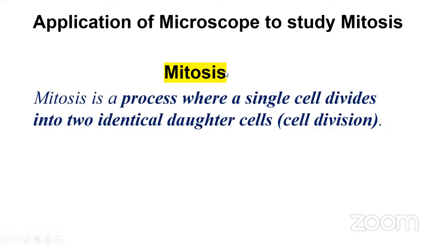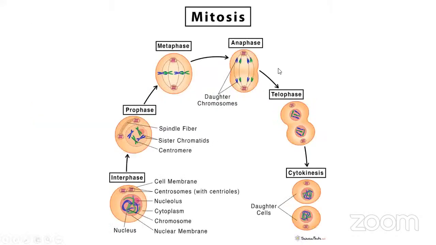Mitosis we have studied in our theory classes, and we have seen that mitosis is a process where a single cell divides into two identical daughter cells. This is a very simple process, and it happens in all prokaryotes as well as eukaryotes. By this process, a single cell gives rise to two identical daughter cells. So let's see in brief what is there in mitosis.